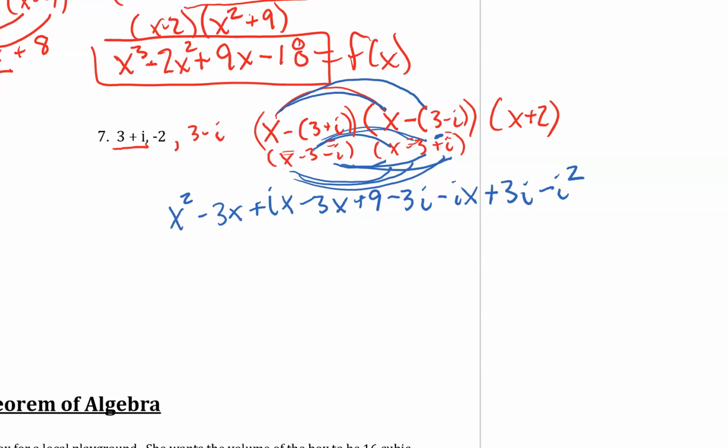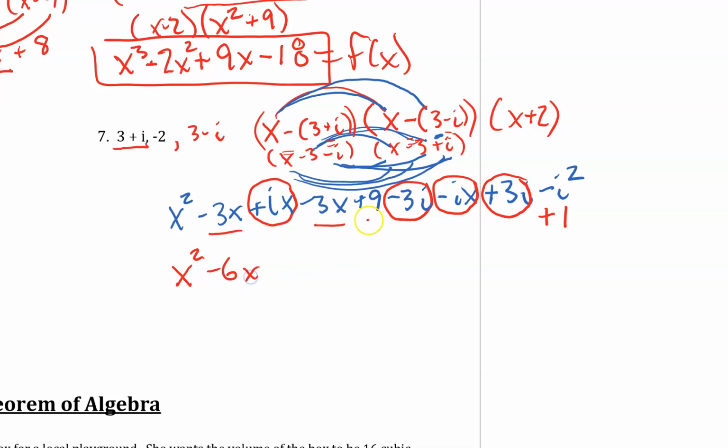So, what we recognize here, I have a positive ix and a negative ix. They'll cancel. I have a negative 3i and a positive 3i. They'll cancel. I have a negative i squared. i squared is negative 1. Negative negative 1 is plus 1. Now we'll combine like terms. x squared minus 6x plus 10.